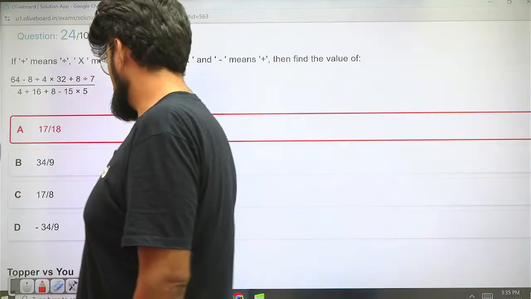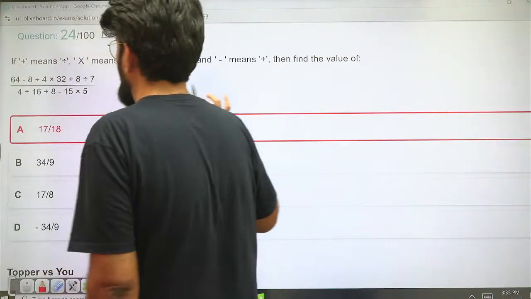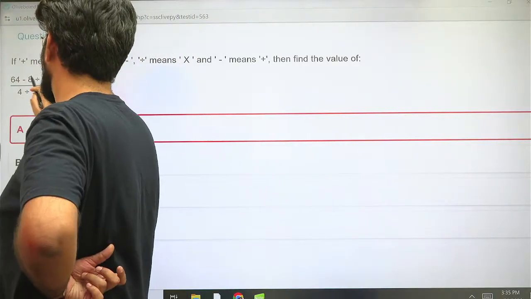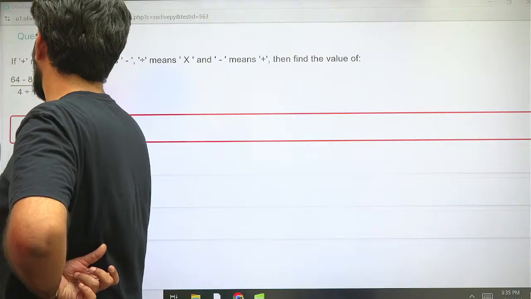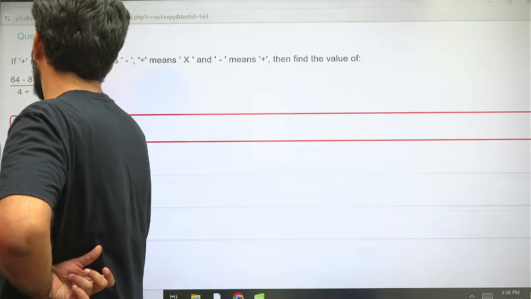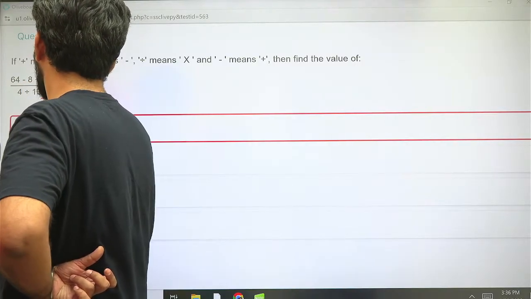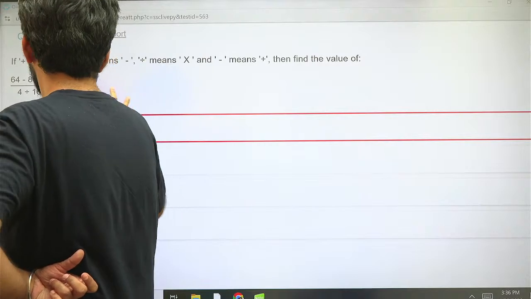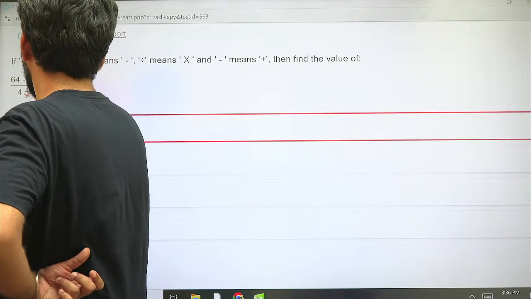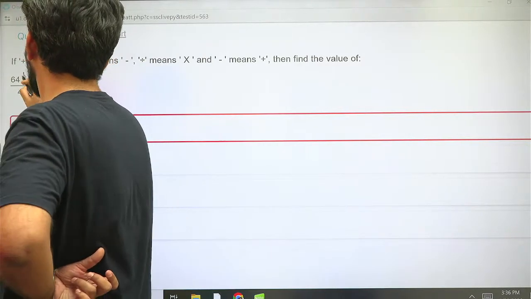What? Where did you go wrong? Wait. Something has gravely gone wrong here. Plus means divide. This is divide. This is divide. Into means minus. Minus is minus. Divide means into. This is into. This is into. This is into. And minus means plus. So this is plus. This is plus.